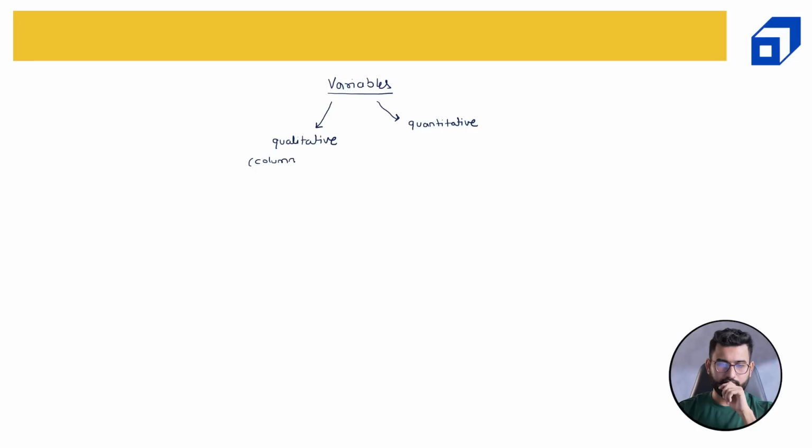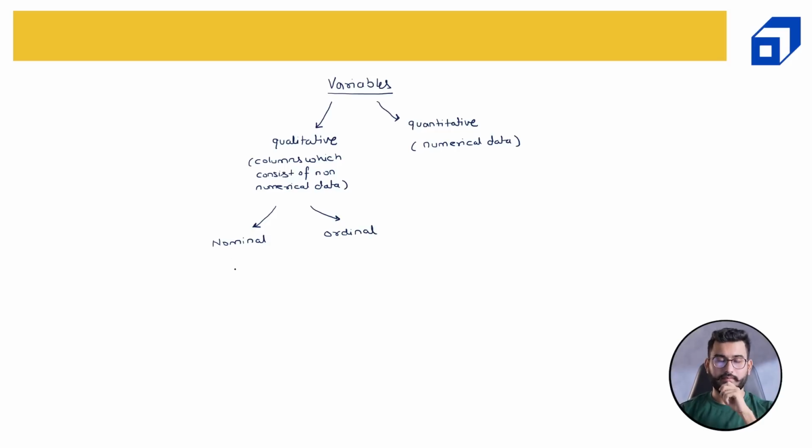Now, qualitative data is basically those columns which consist of non-numerical data. That's basically my qualitative data. Quantitative data is those columns which consist of numerical data. So simply I'll write numerical data. Now within qualitative, there is a further distinction, which is nominal and ordinal.